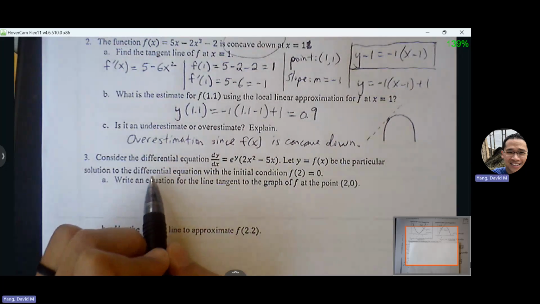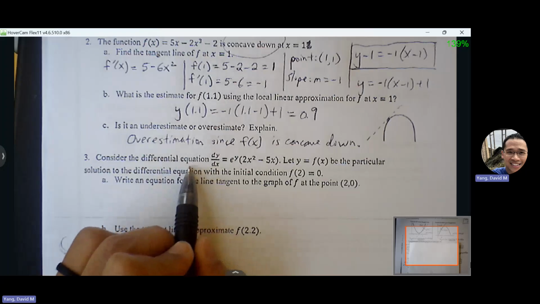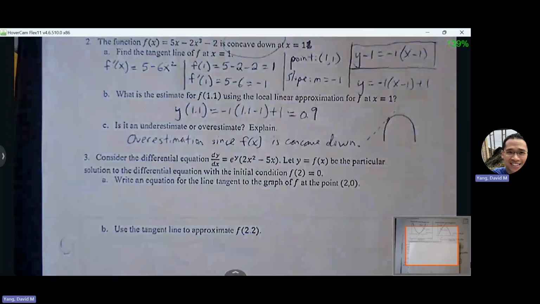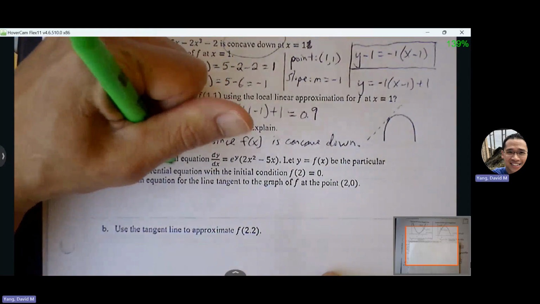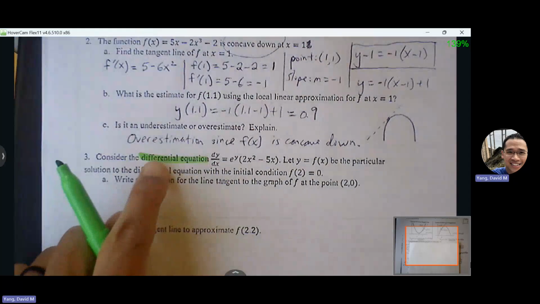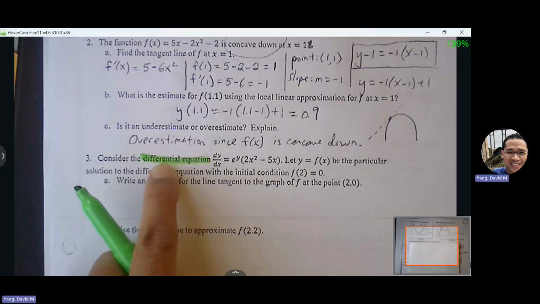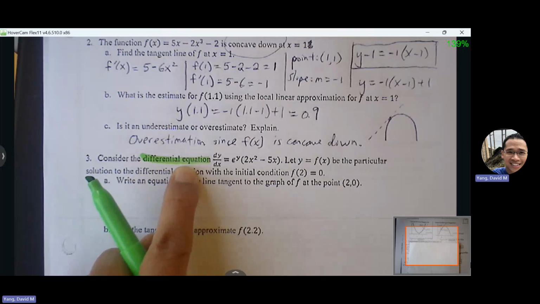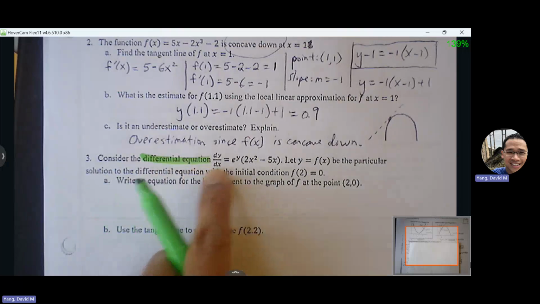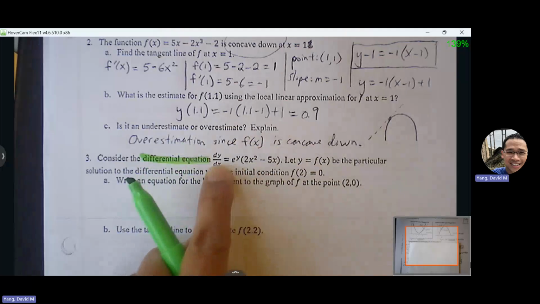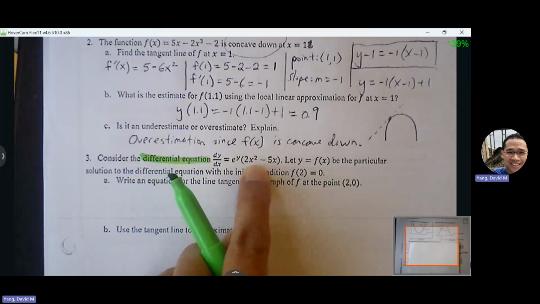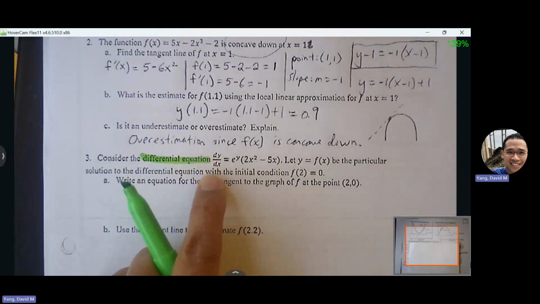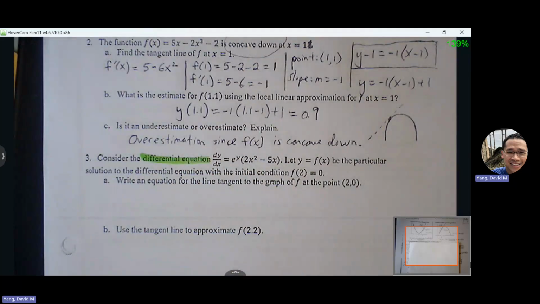Okay, number 3, consider the differential equation. So I know this sounds complicated when you see that word differential equation. A differential equation is basically just a derivative equation. It's just an equation at the derivative level. A differential equation is just giving you information about slope, right? Sometimes they may have y's or x's in it, but it's basically just an f prime. So a differential equation is just a derivative equation.